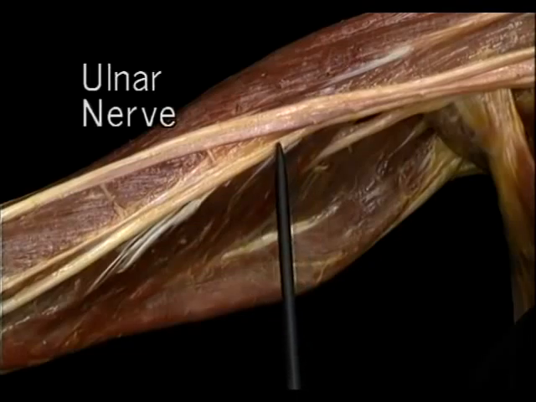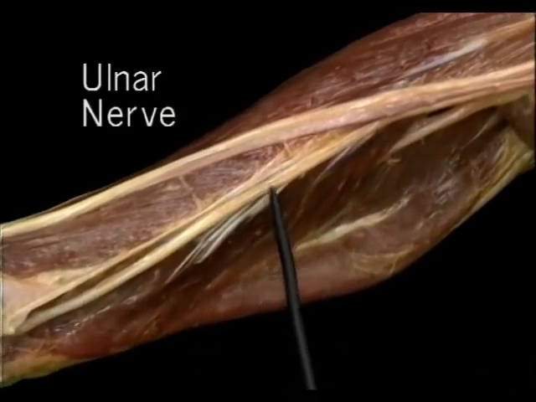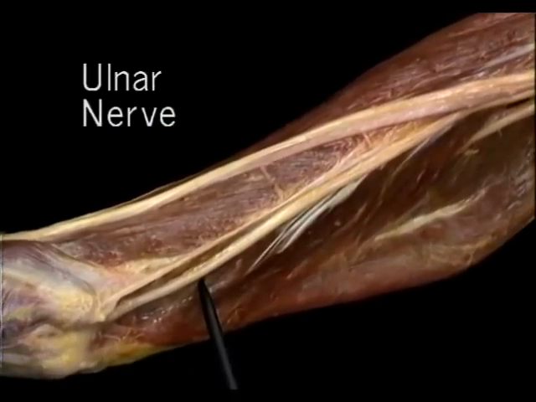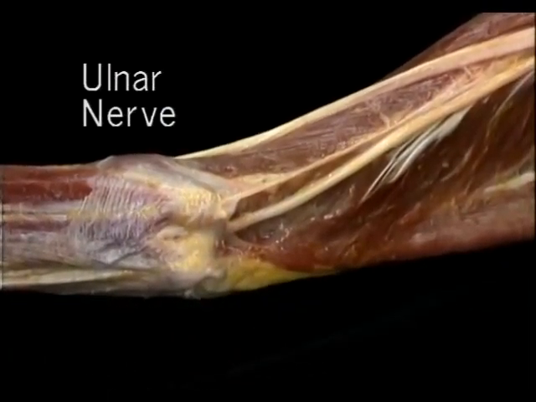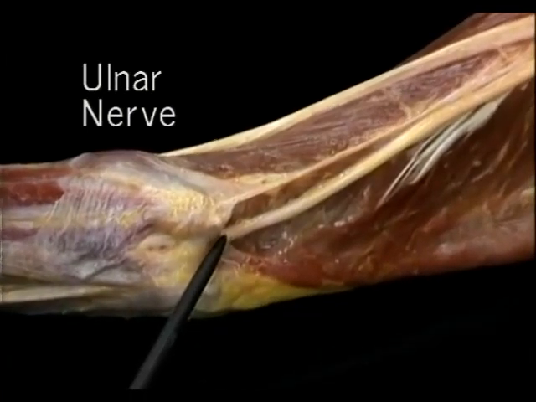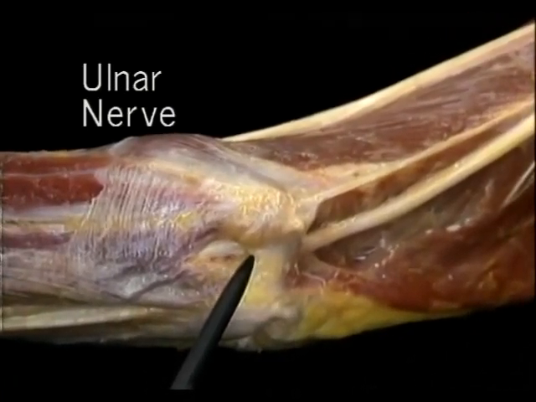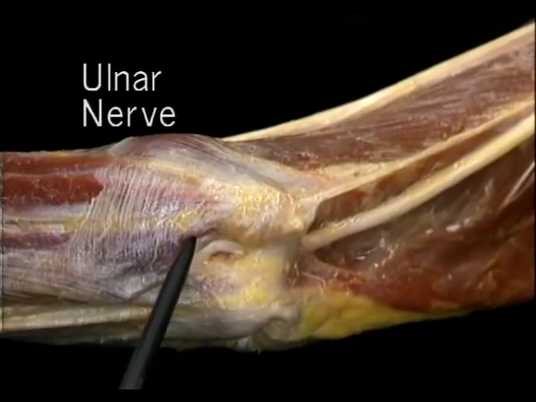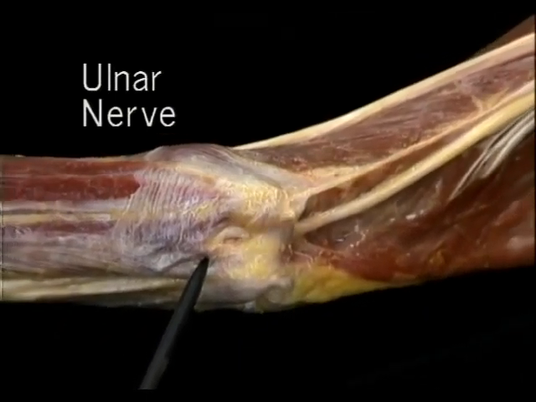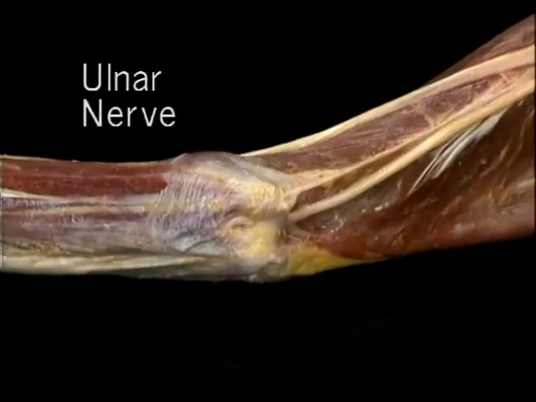The ulnar nerve slants backwards. It runs down just medial to the triceps tendon and behind the medial epicondyle. It turns a sharp corner round the underside of the medial epicondyle, where there's a fibrous tunnel for it. It passes between the two heads of flexor carpi ulnaris to enter the forearm.